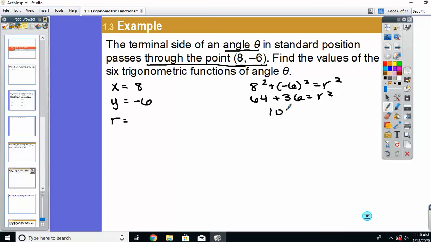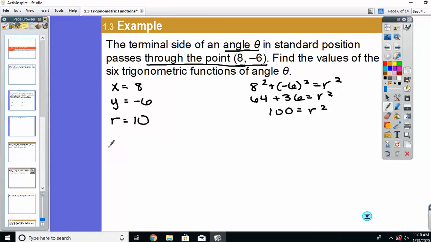X and y can be negative numbers, r cannot. So my r here is just positive 10. You don't have to get nice numbers. If it were like a 200, I would expect you to break it into 10 radical 2. If it has a radical, don't give me a decimal, keep it in radical form. Just write your radical in those terms.